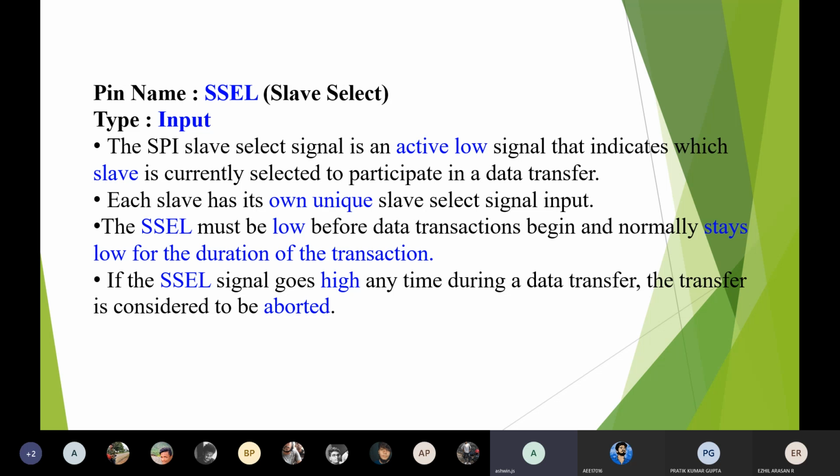The master will make a low signal, so it will send the 0 to any one of the slaves. At that time the slave becomes active and is ready to do the data transfer between the master and slave. Active low means I want to make it 0. Why is this available? If I connect multiple slaves to this particular master, the master wants to select any one of the slaves to communicate. In order to select it, we use this slave select pin.